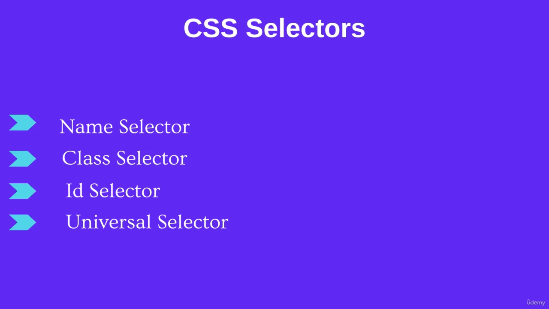The next is the ID selector. The ID selector is where you will put styles which are meant for a single element, as it is an ID selector and we cannot have multiple IDs with the same value in the same web page. So if for a particular div you want to put a style, you can use the ID selector. And the universal selector is where you will put the style for the complete DOM. So let's get started with the practical implementation and see how these different selectors can be implemented.